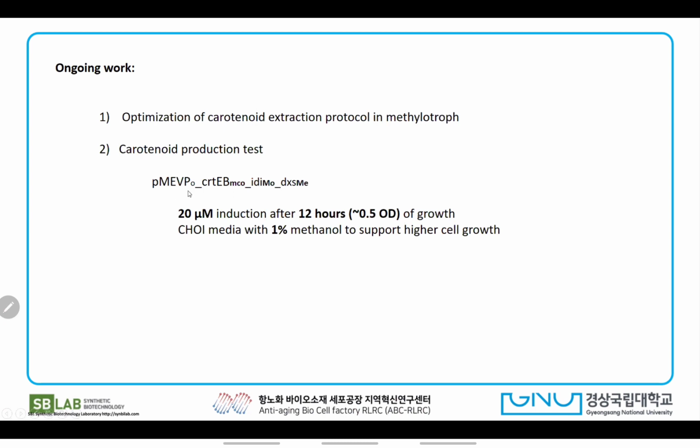We are going to do this production test with 20 micromolar induction, and after 12 hours, which we found was the optimal, and then using a higher percentage of methanol in order to support higher cell growth. All the previous work we have done with just 0.5% methanol, but for the proper production test, we will be testing with 1% methanol.